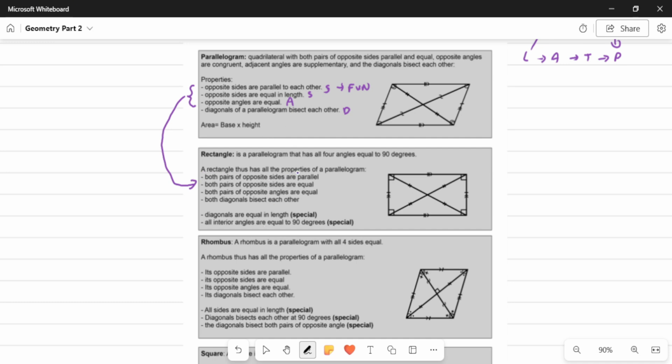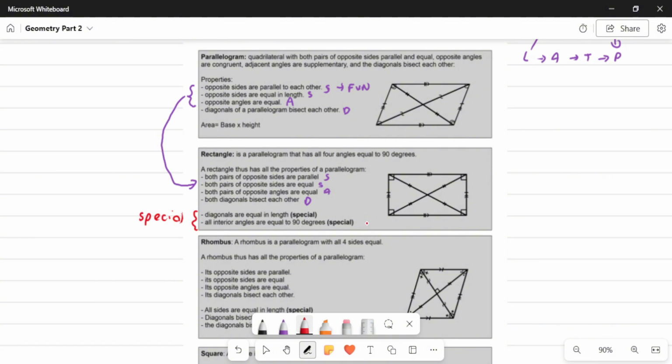Can you see what I said here? A rectangle thus has all the properties of a parallelogram. What is it? Opposite sides parallel, opposite sides equal. Both pairs of opposite angles are equal, and both the diagonals bisect each other. See, side, side, angle, diagonal. But what makes it different? The fact that we gave it a different name, the fact that it's given another name, means that there's something that makes it special. What makes it special? The diagonals are equal in length, and all the interior angles are equal to 90 degrees.